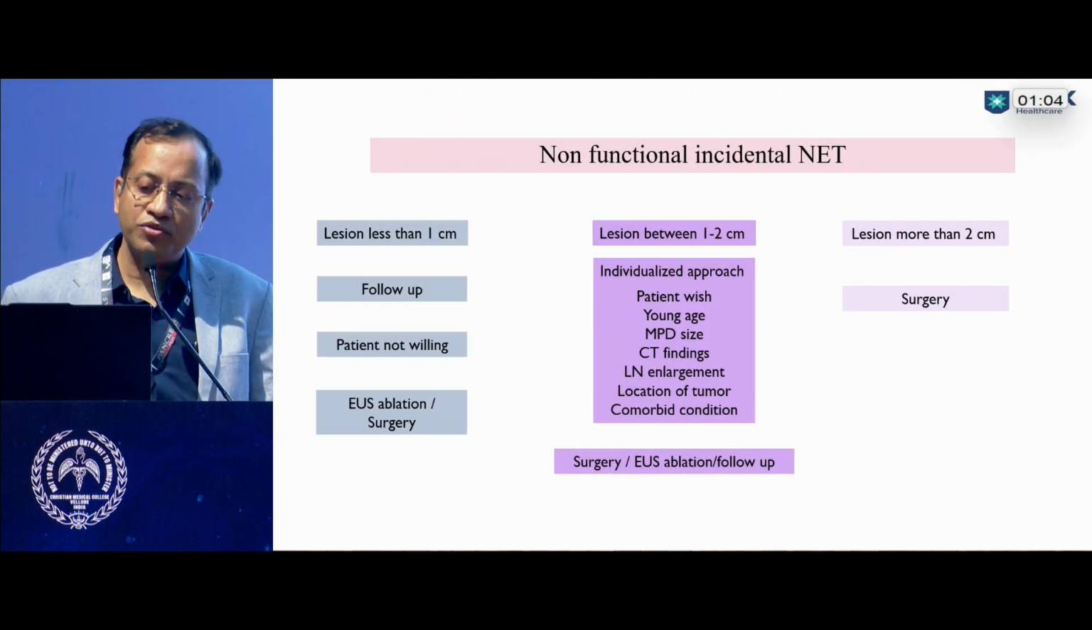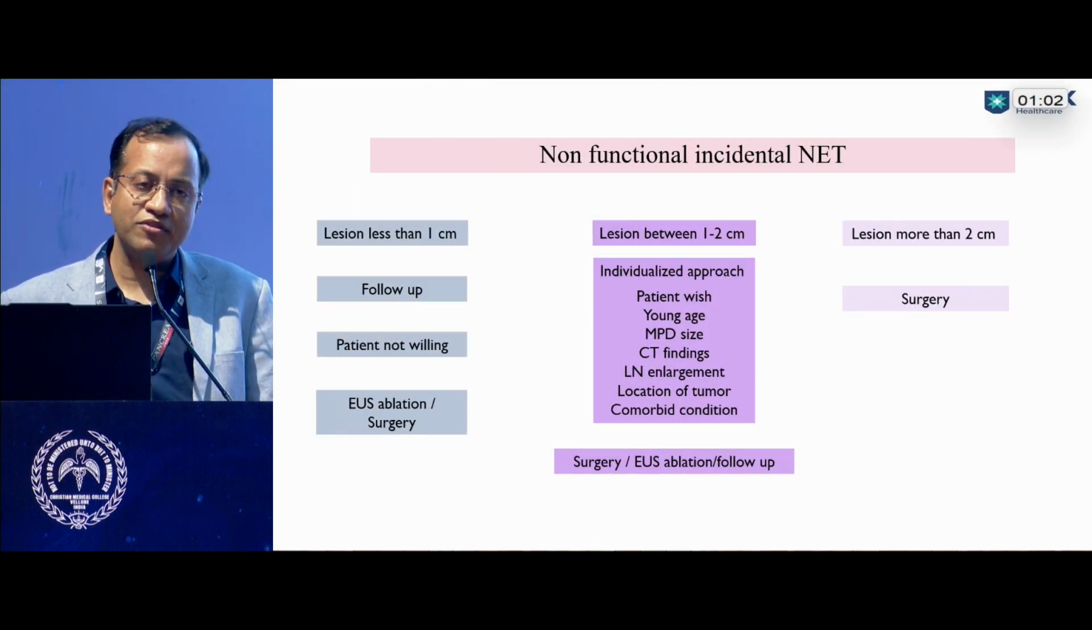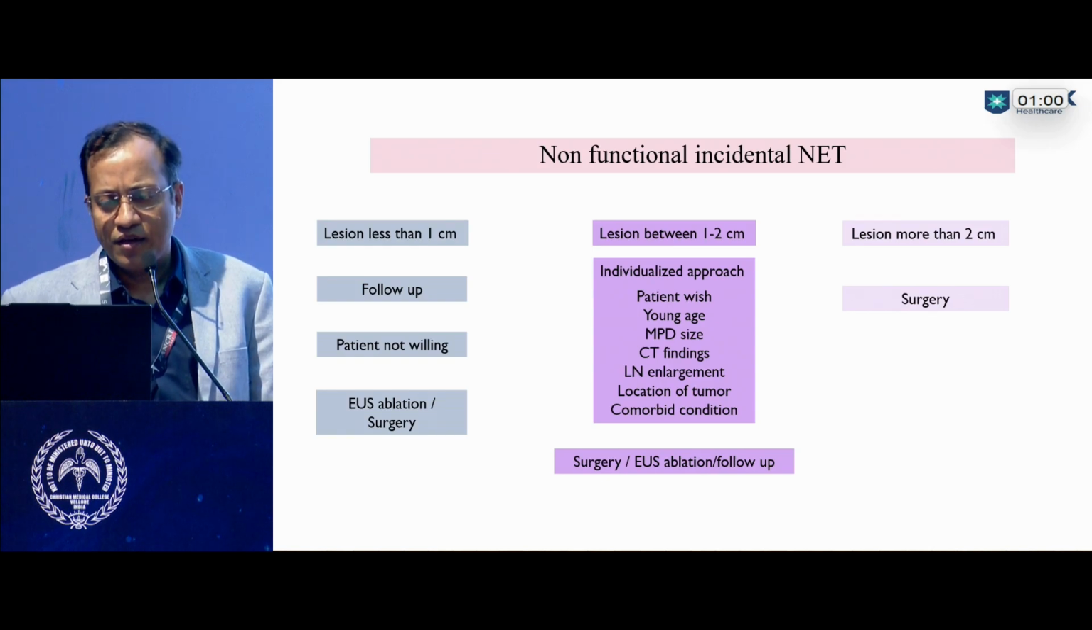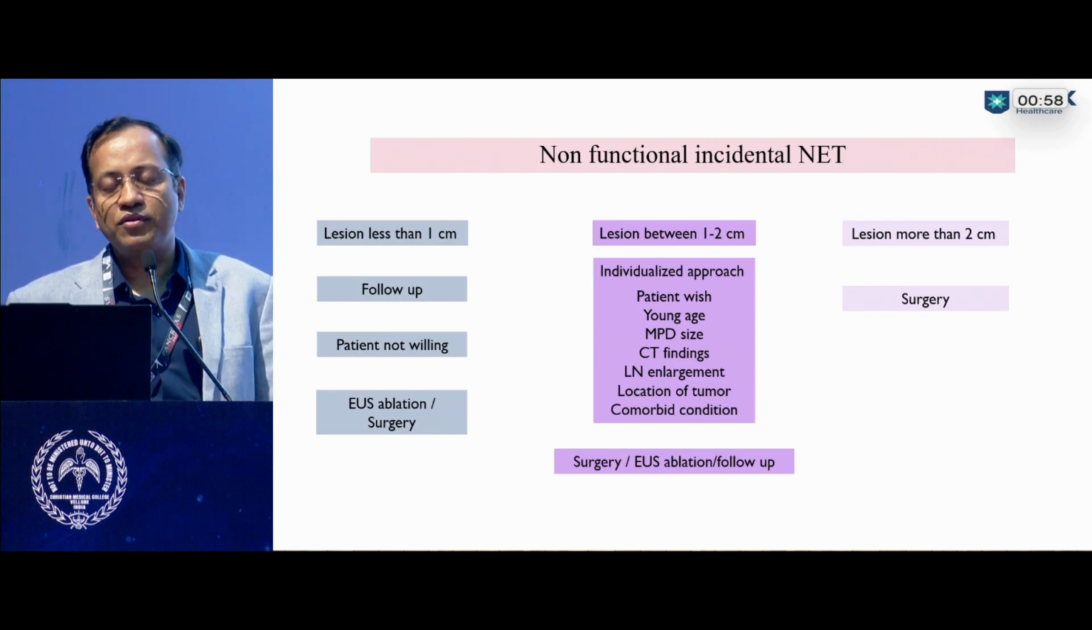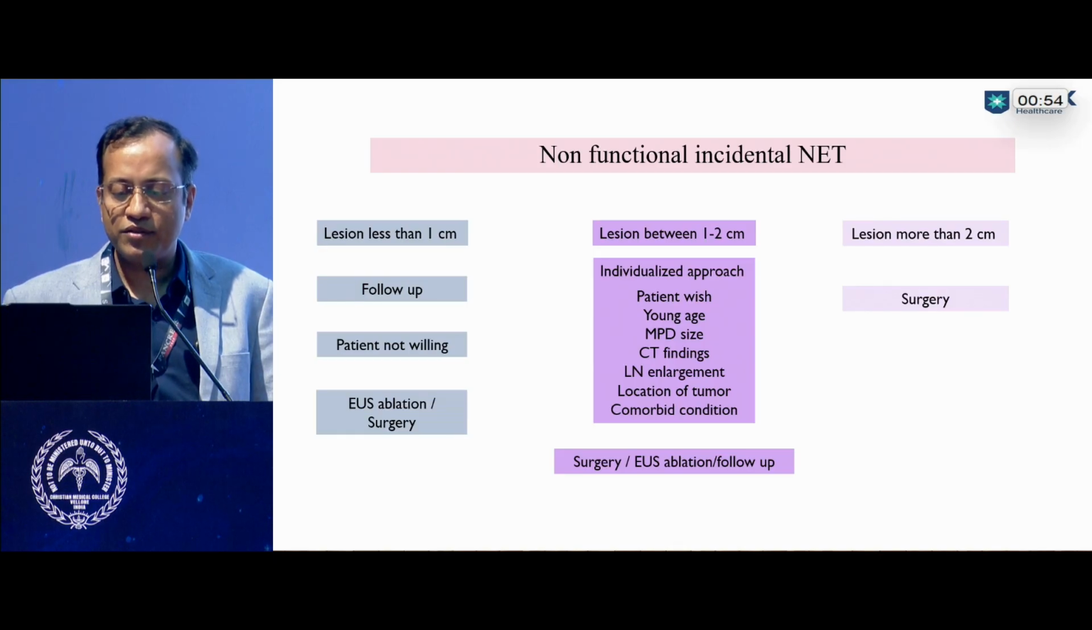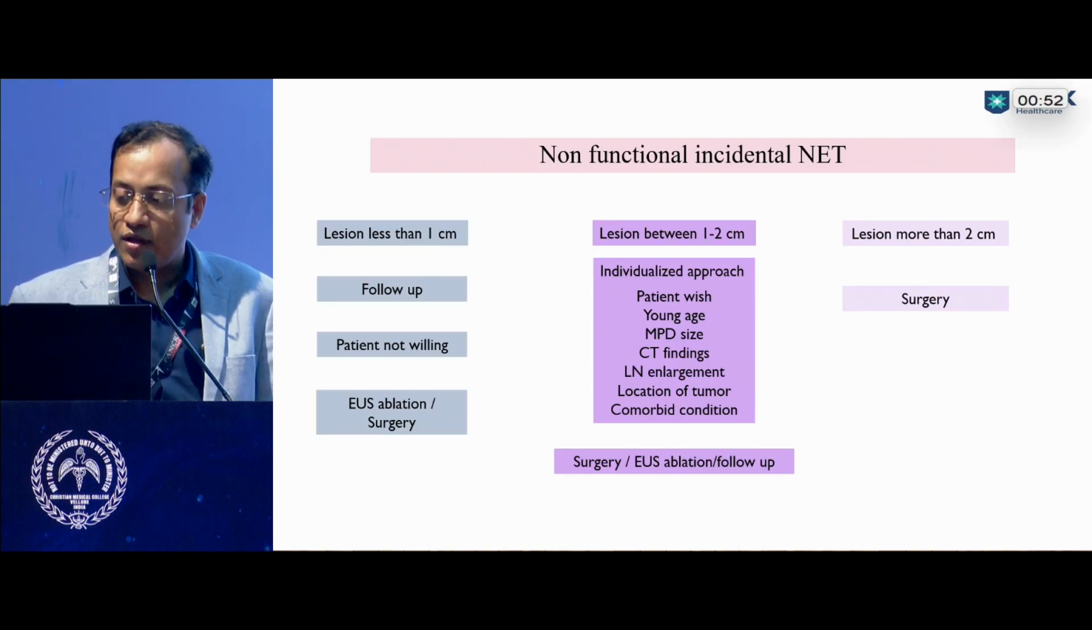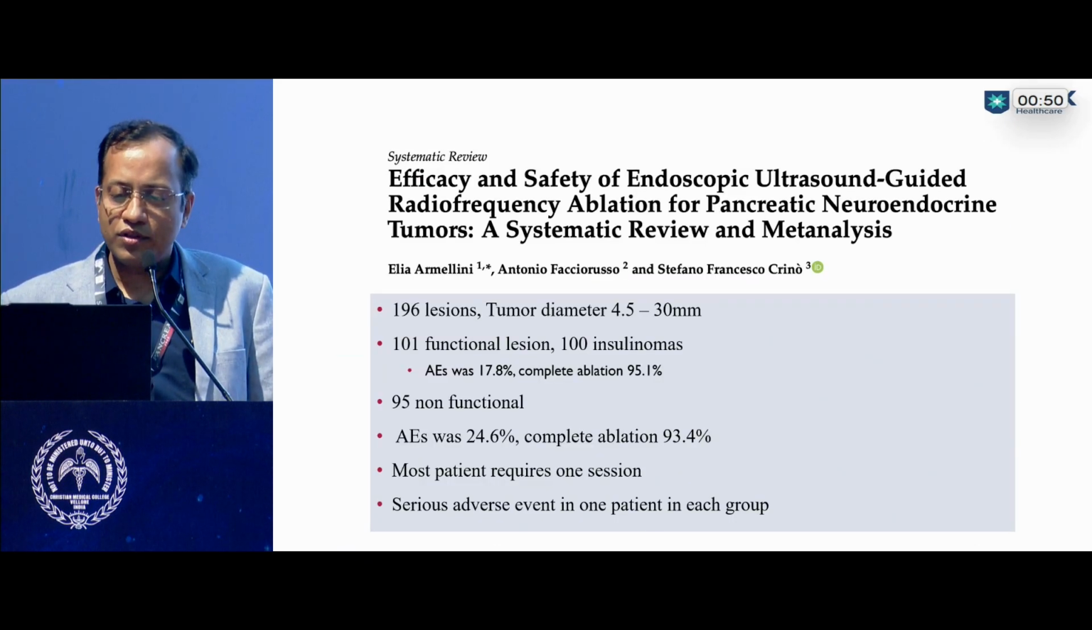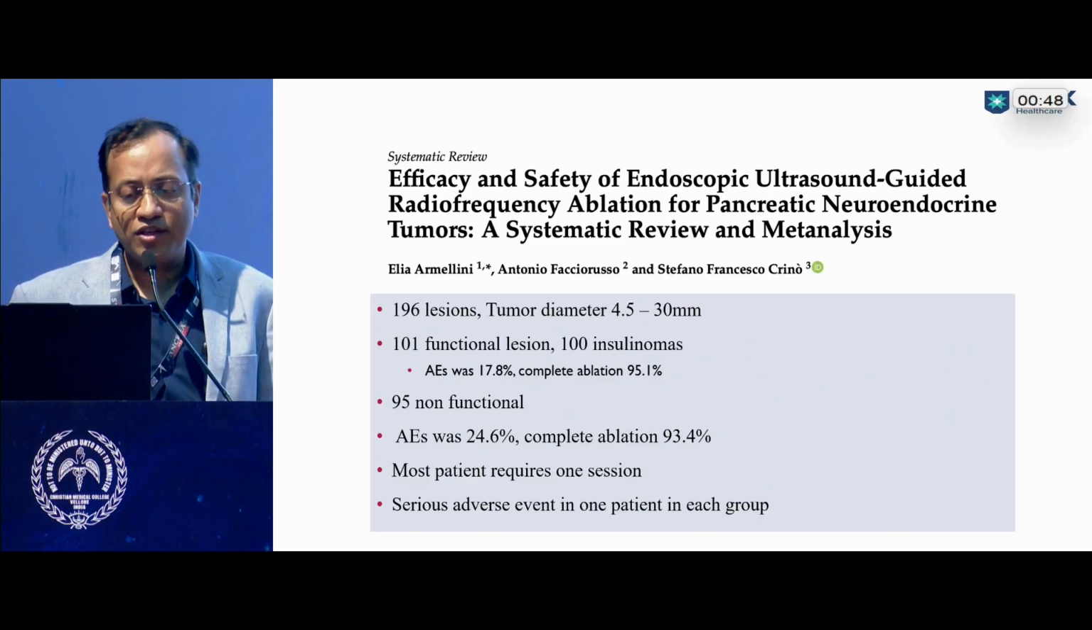So if the lesion is more than 2 cm, surgery is the treatment. A lesion less than 1 cm can be followed up. Between 1 to 2 cm, if it's a G1 lesion, low grade NET, they can be offered either surgery or EUS guided ablation. So this is the meta-analysis of 196 patients.